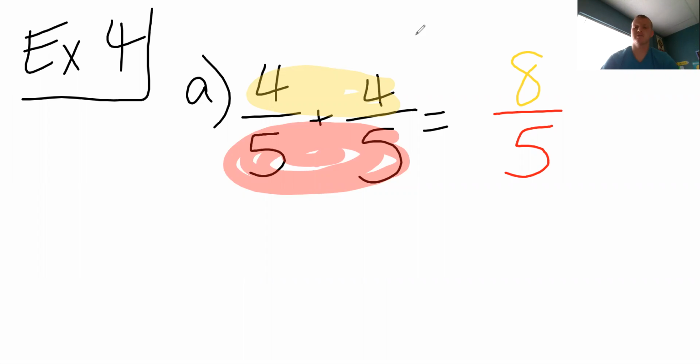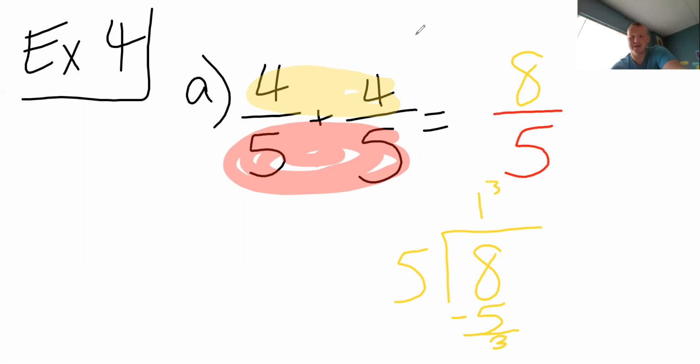8/5. Are we done, guys? No. Good answer. Now we need to divide. So 8 and 5. So 5 goes into 8 just one time. Remainder of 3. So that remainder goes right here. And then 5 is my denominator. So 1 3/5 would be my answer. All right, sweet.